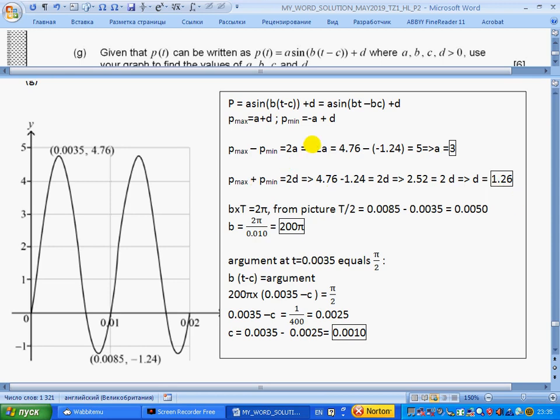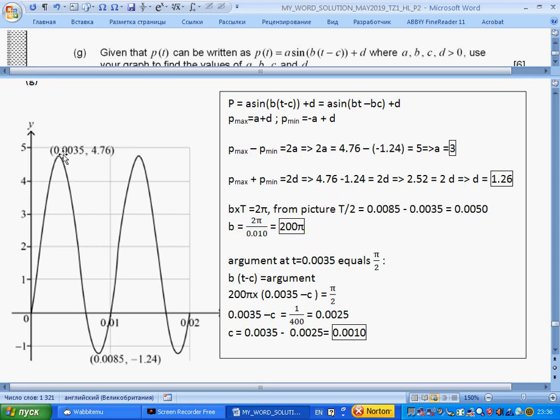So BT, so when B is multiplied by period, it becomes 2 pi. From picture we see that half period is from here to here, so it is 0.085 minus 0.035. So it is half period. It means that period is 2 times greater, so we divide 2 pi by period and we get 200 pi.